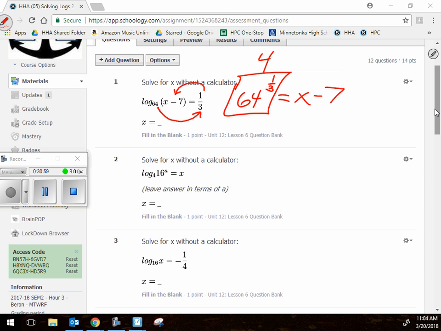Another thing that looks really scary, but it's not. If you rewrite it, 4 to the x equals 16 to the a. And I hope you're getting, oh, I wish I had the bases the same. I'll rewrite the 16 as a what? 4 squared. Does this ring a bell? You had a test on this, just like this.